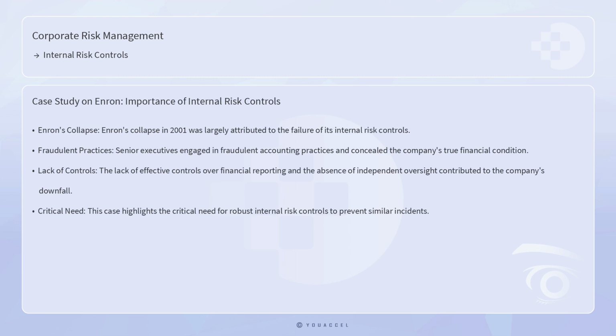A case study that illustrates the importance of internal risk controls is the financial scandal involving Enron Corporation. Enron's collapse in 2001 was largely attributed to the failure of its internal risk controls, which allowed senior executives to engage in fraudulent accounting practices and conceal the company's true financial condition. The lack of effective controls over financial reporting and the absence of independent oversight contributed to the company's downfall, highlighting the critical need for robust internal risk controls to prevent similar incidents.